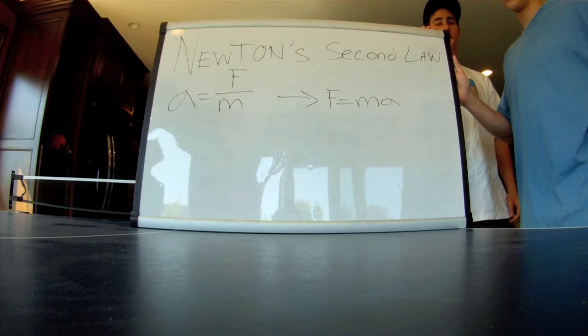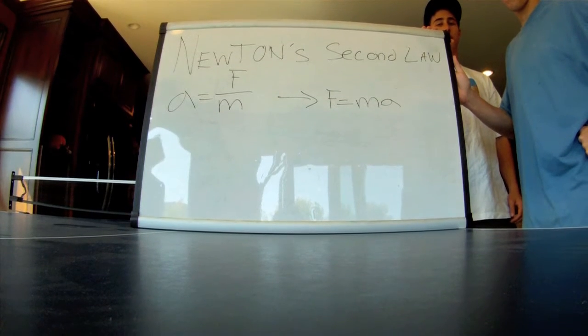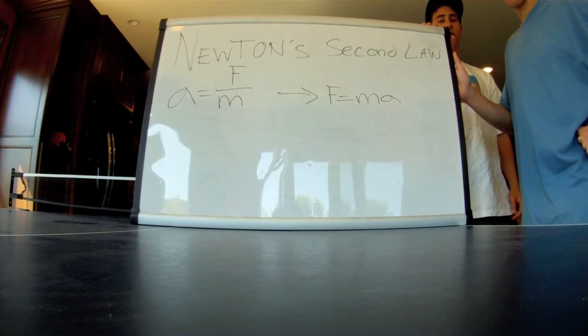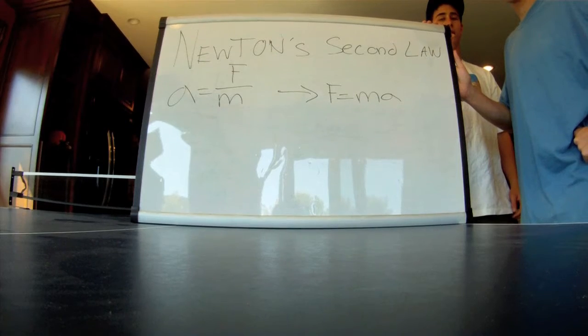Newton's second law states that a body of mass m, subject to a net non-zero force F, undergoes an acceleration a that has the same direction as the force and a magnitude that is directly proportional to the force and inversely proportional to the mass. Hence, a equals F over m, or as we more commonly know it, F equals ma.